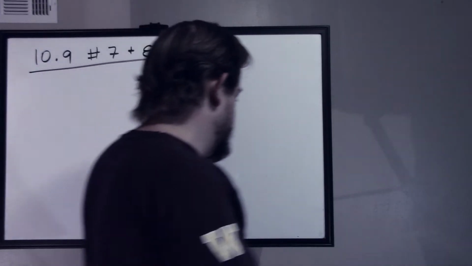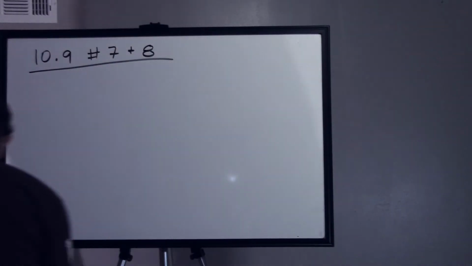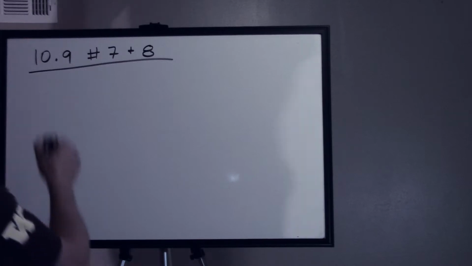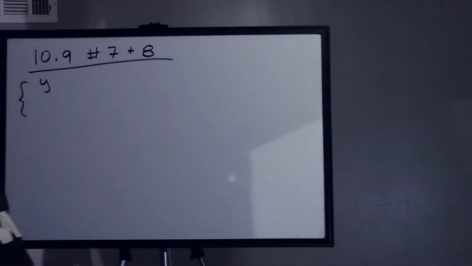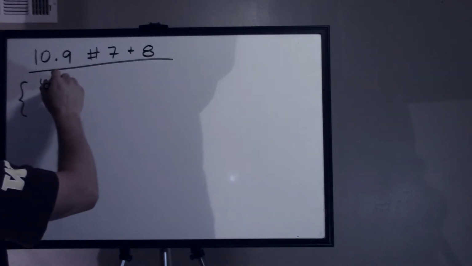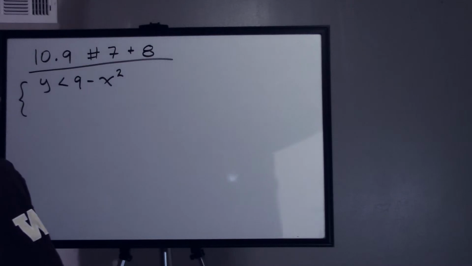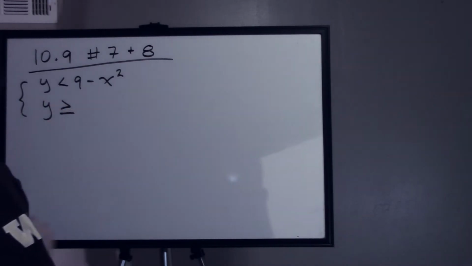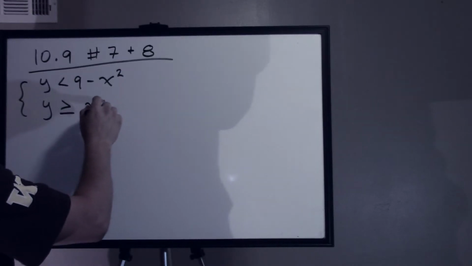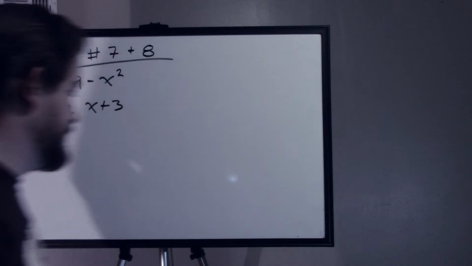So 7 and 8 have a system of inequalities. That system is y is less than 9 minus x squared, and y is greater than or equal to x plus 3. Okay. And we're asked to graph this.